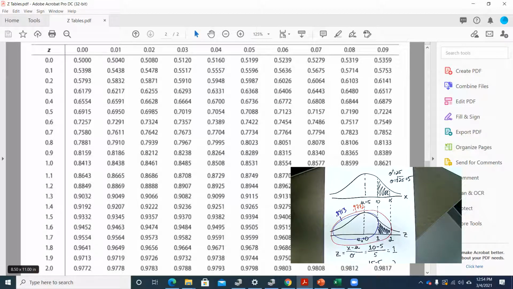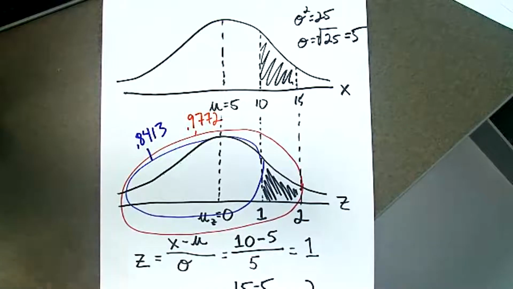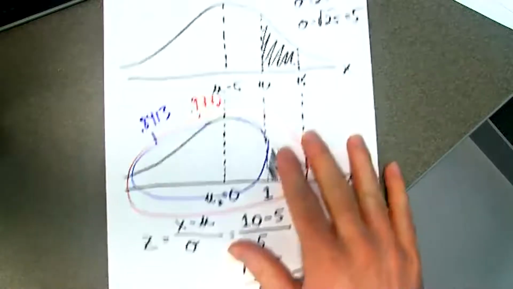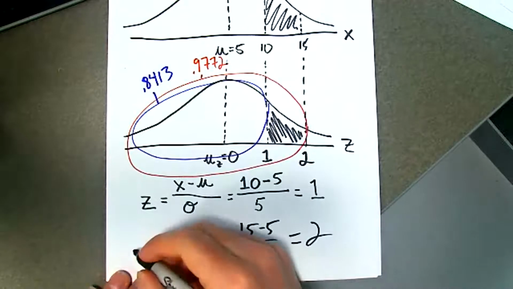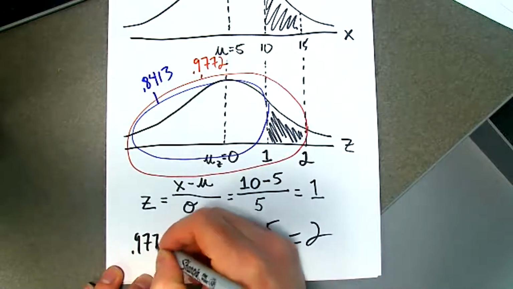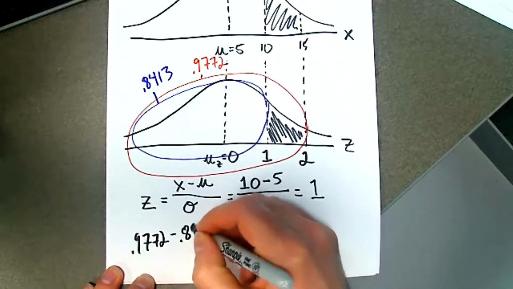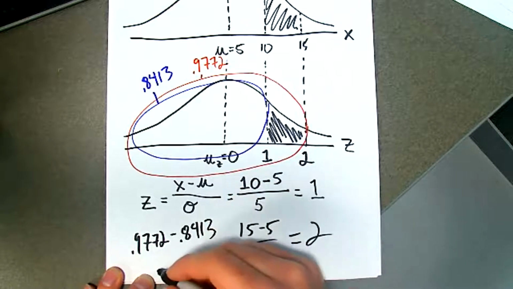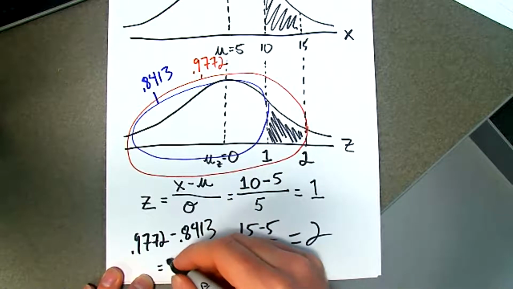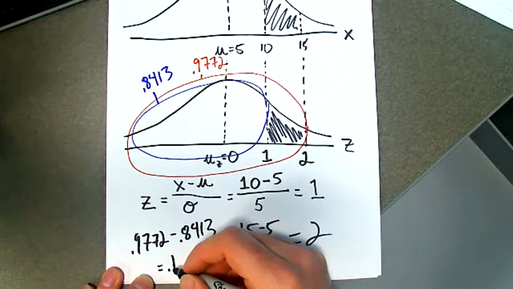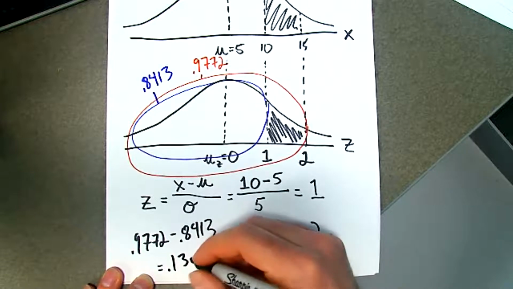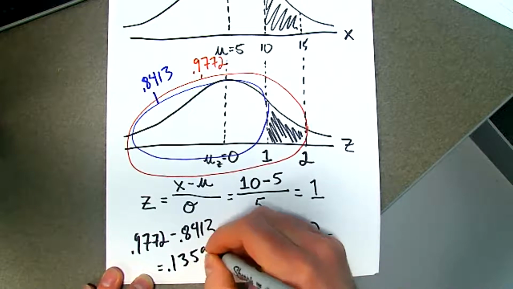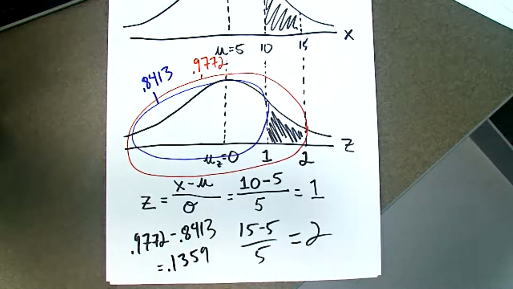So notice that when we look up the same z-score, we're always going to have the same cumulative density, or same area to the left of it. But zoom in on this a little bit more. Once I have these two values, I subtract the smaller one from the larger one, so 0.9772 minus 0.8413. I get what? 0.133 something? 359 maybe? Okay.